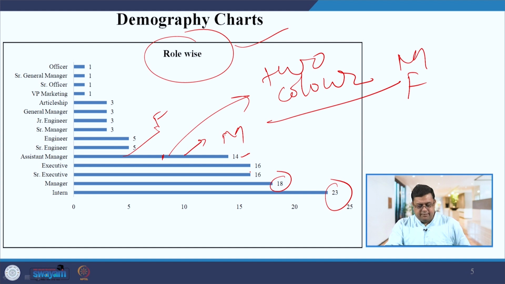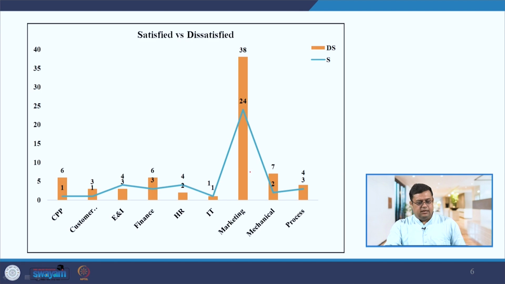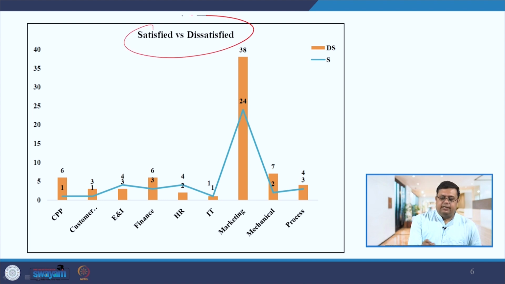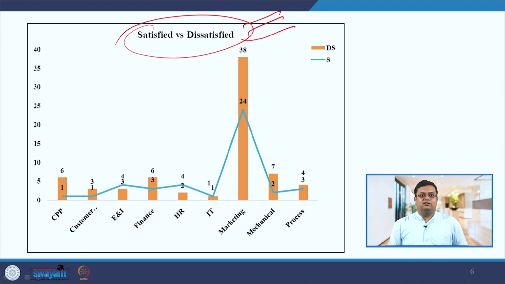It is okay. Now let us move to the next chart, satisfied and dissatisfied. How many people are satisfied and dissatisfied? That is what is written here, but it is not written which type of satisfaction. Is it customer satisfaction, employee satisfaction, or job satisfaction? Which satisfaction is this, satisfied versus dissatisfied, right?